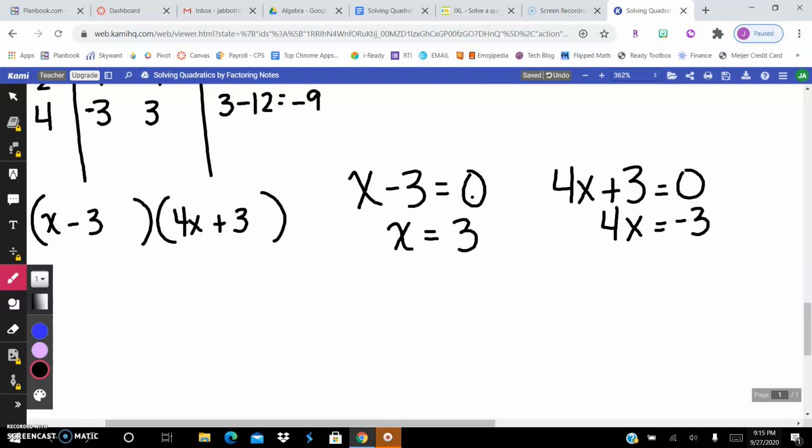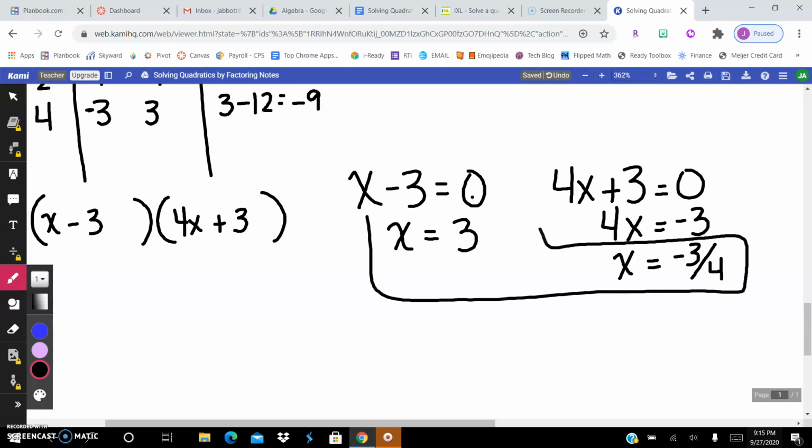And then I'm going to have to divide everything by 4. So I would be left with x. And then negative 3 divided by 4 would just be negative 3/4. So again, I have 2 answers. 3 and negative 3/4 is where this parabola would cross the x-axis.